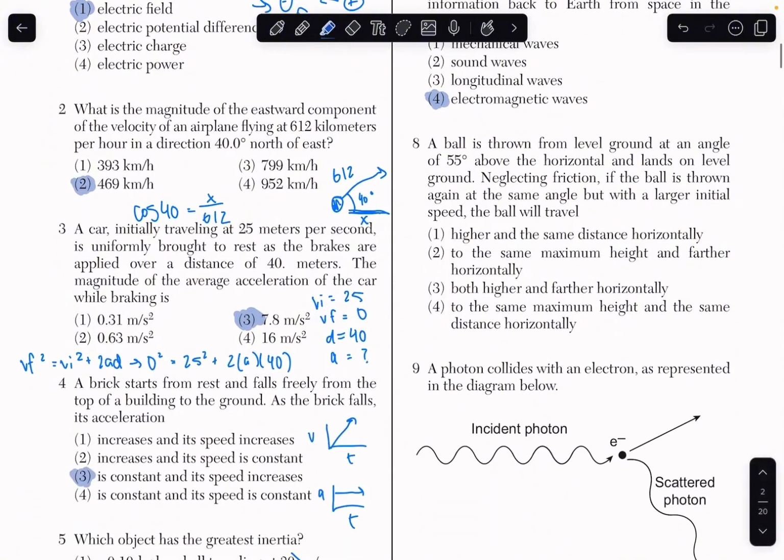Number 8. A ball is thrown from level ground at an angle of 55 degrees above the horizontal and lands on level ground. Neglecting friction, if the ball is thrown again at the same angle but with a larger initial speed, the ball will travel... 3, both higher and farther horizontally. So, this question is also just common sense because if you're throwing something with much more initial velocity, it's going to go both higher and further. If you throw a ball with all your power, it's going to go further than if you only put a little bit of power in. See how that works?